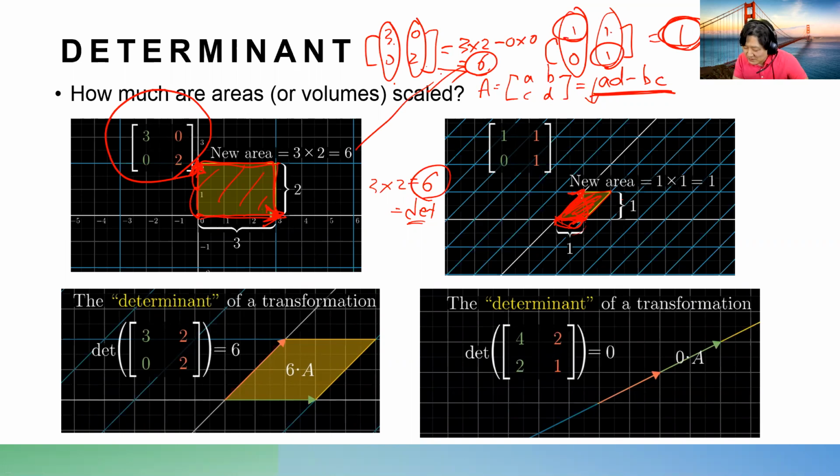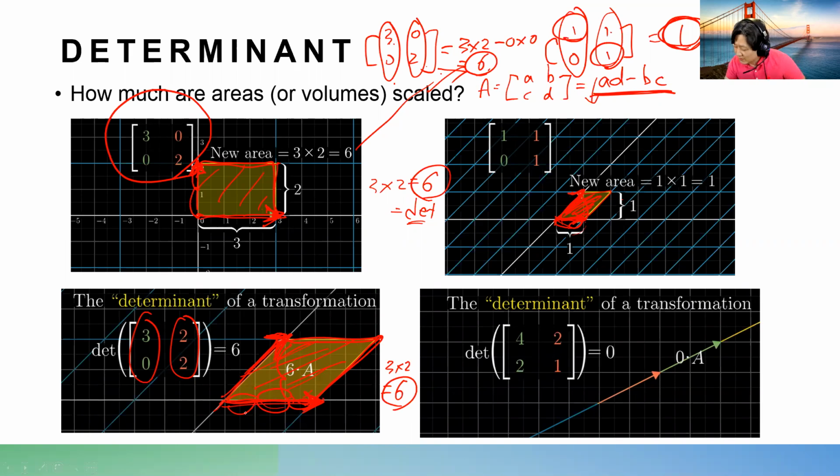Okay. And one more example. The first column vector is 3, 0, and the second column vector is 1, 2. This is the second column vector, right? And so you can make this kind of shape. What is the area of this matrix? 3 times 2 is 6. This is the determinant of this matrix.